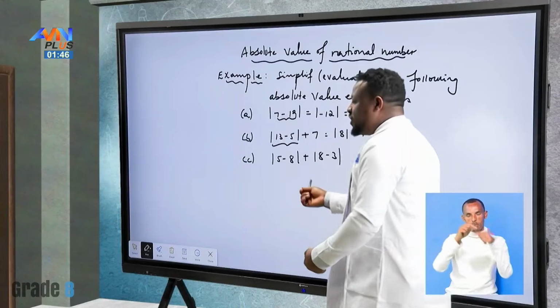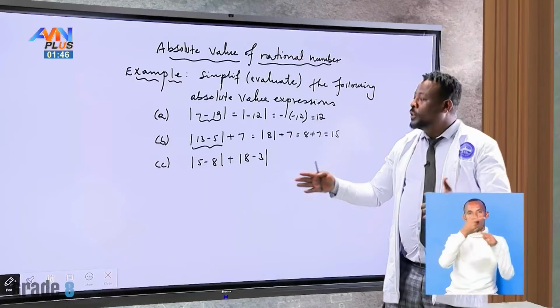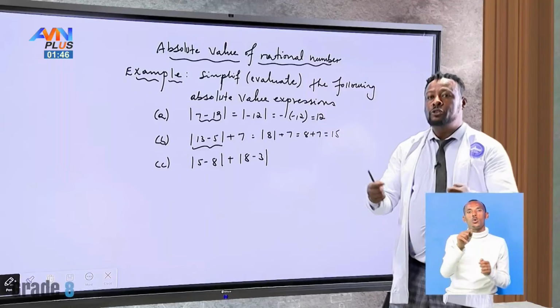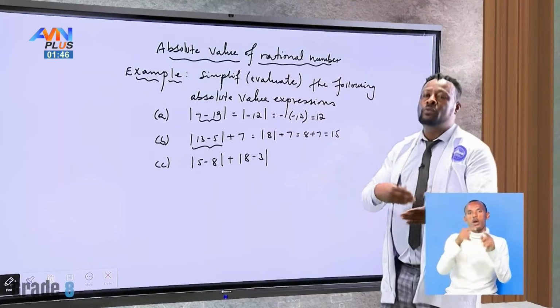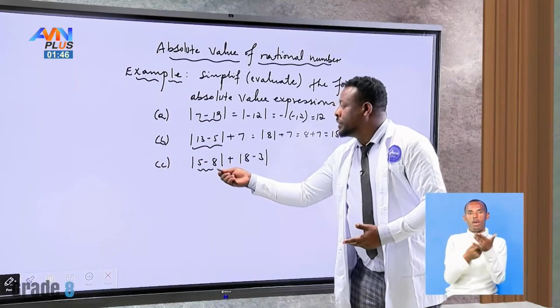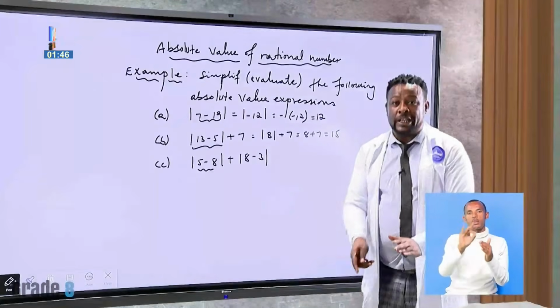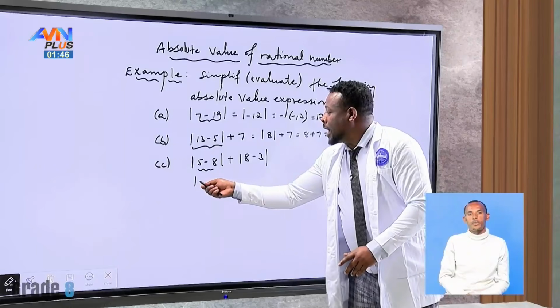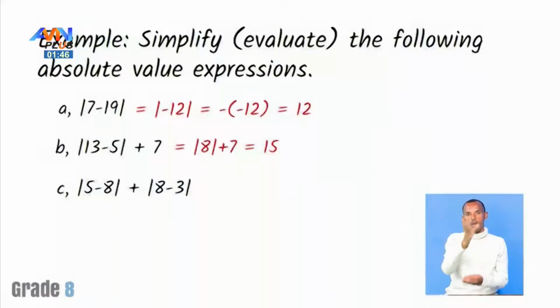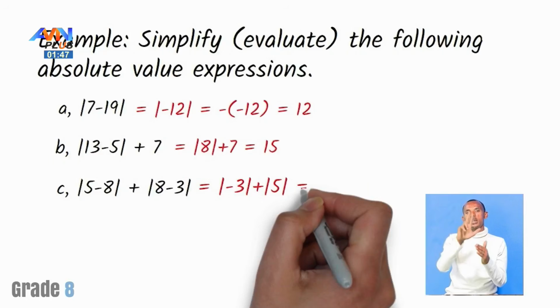When we come to the C part, we have two different absolute values, okay? You need to evaluate those absolute values separately. When you see the first absolute value, inside it we have 5 minus 8. 5 minus 8 is minus 3. So you need to write the absolute value of minus 3, okay? Plus, in the second absolute value, we have 8 minus 3. 8 minus 3 is obviously 5. So you write it like this, okay?